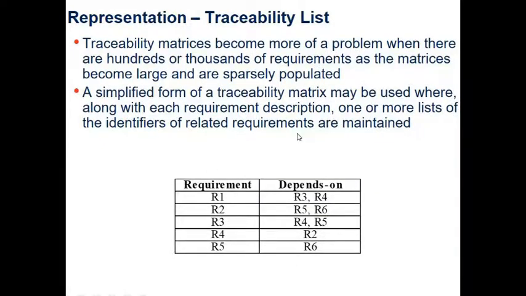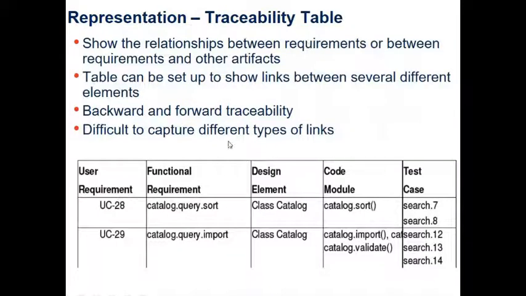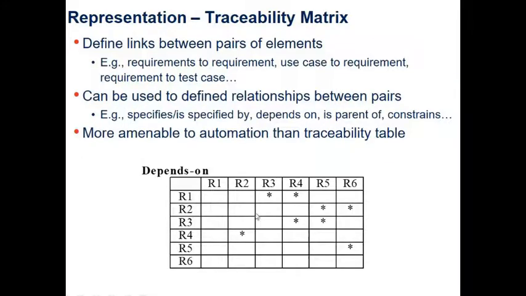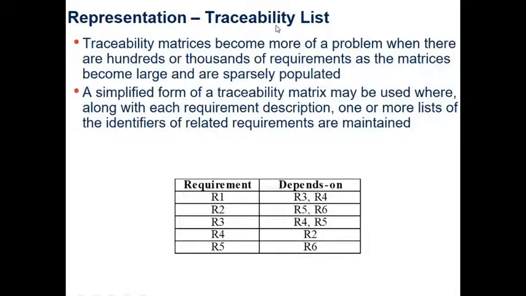Then we have a traceability list. So first we looked at the traceability table. Then here's a traceability matrix. And now the traceability list. Traceability matrices become more of a problem when there are hundreds or thousands of requirements, as the matrices become large and they are sparsely populated. A simplified form of a traceability matrix may be used where, along with each requirement description, one or more lists of the identifiers of related requirements are maintained.